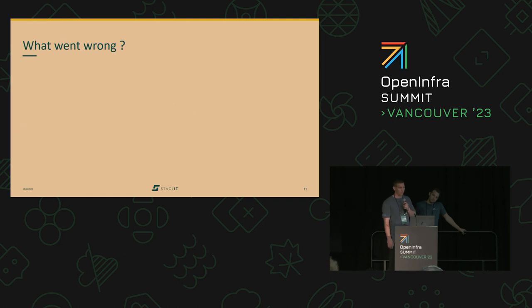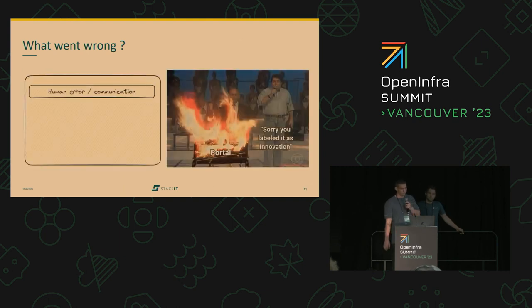And now, probably an interesting part: what went wrong during all of this time. One big pain point was definitely human error and communication. For example, if you see in the meme, our portal labeled their project as testing. So we assumed it was just for testing and migrated it. The portal had a short downtime, but afterwards it worked fine. And then, just a lot of human error mistakes.